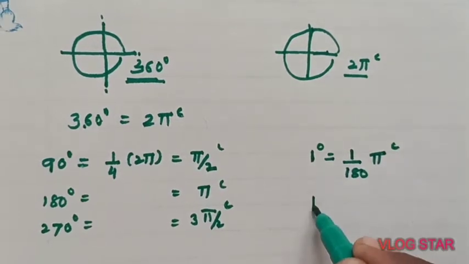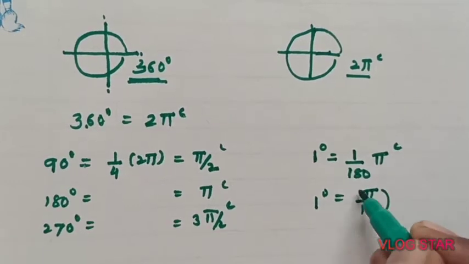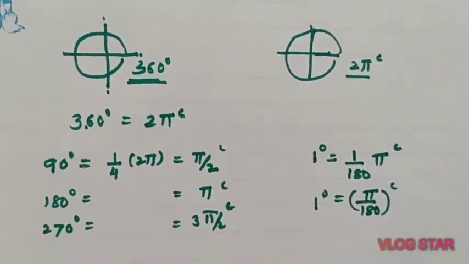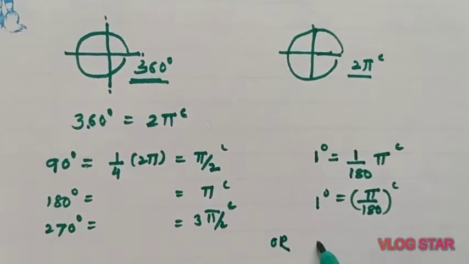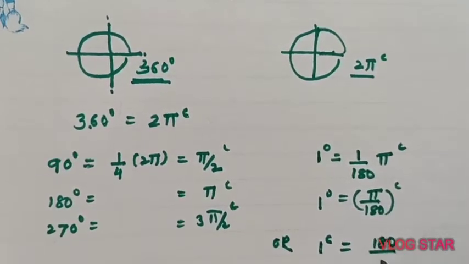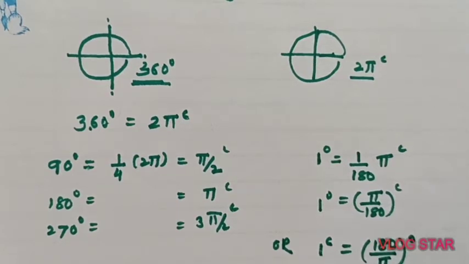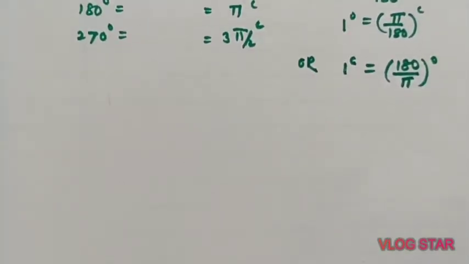That is 1 degree is equivalent to pi by 180 radians. Or if you want 1 radian to be converted in degrees, that is 180 by pi degrees. So remember this factor. Whenever you want to convert degree to radian, multiply by pi by 180. Whenever you want to convert radian to degree, multiply by 180 by pi. For example, we'll take a few examples.